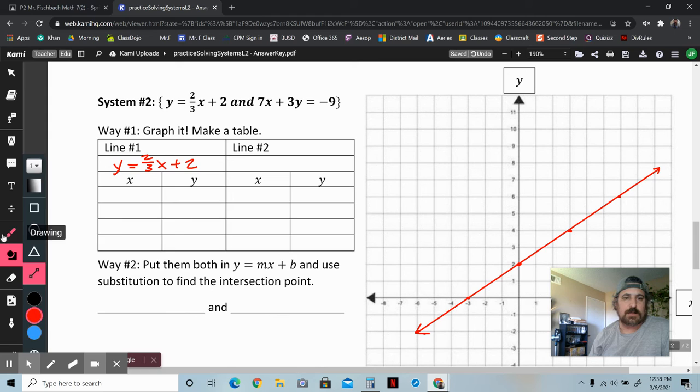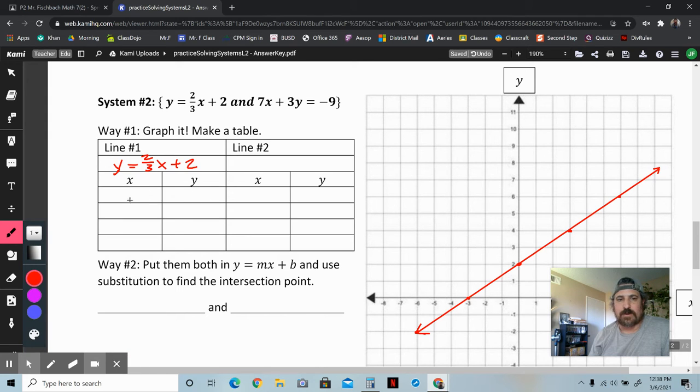All right, and filling in the table here, I would pick values that are going to cancel out that fraction. So I'm going to do -3, 0, 3, and 6. -3 times 2/3 is going to be -2. -2 plus 2 is 0. Does it cross the x-axis at -3, 0? Yes, it does. So that's a verified point.